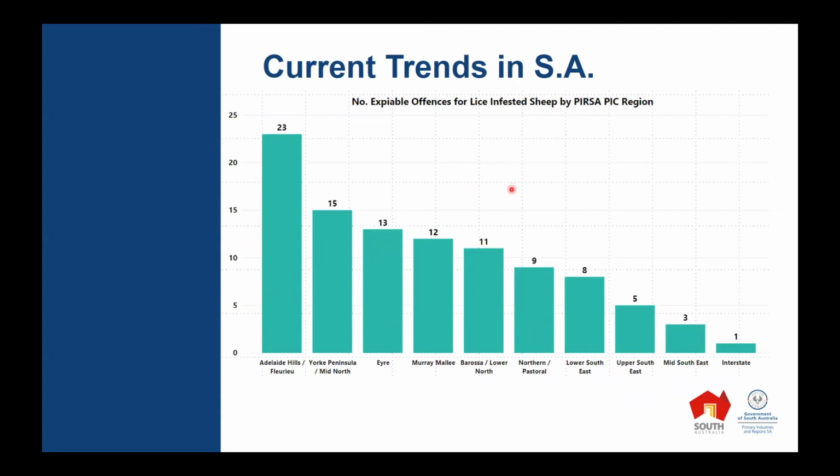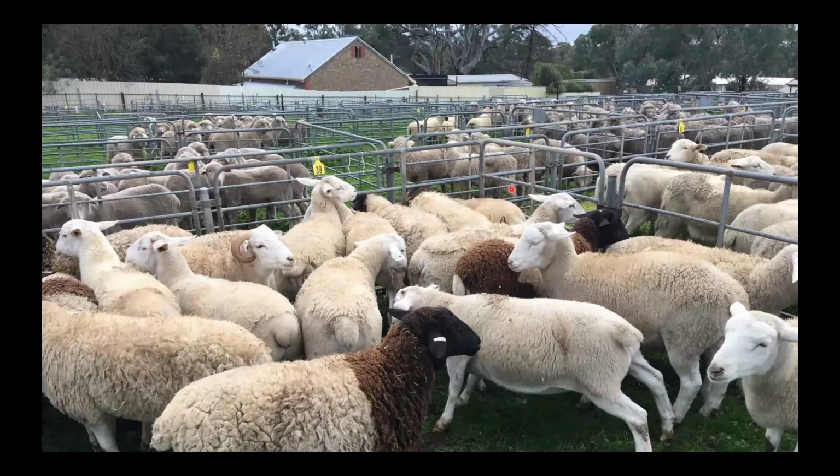So these are the sorts of animals that we're picking up with lice, and a lot of them don't have an extreme rub, but you can certainly see where they have been rubbing. And yeah, they're quite common to find lice in these animals when we observe them at yards.